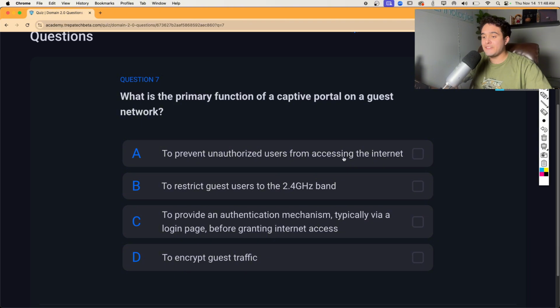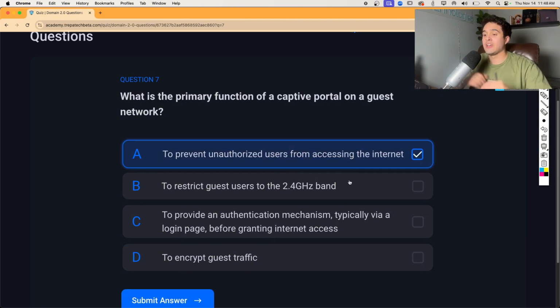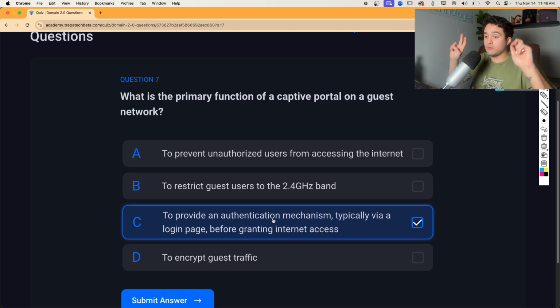So it's going to be prevent unauthorized users from accessing the network. It's open, right? There's not going to be maybe encryption on it like WPA when you're using a captive portal, but it's going to give a login page, right? Before you get internet access.